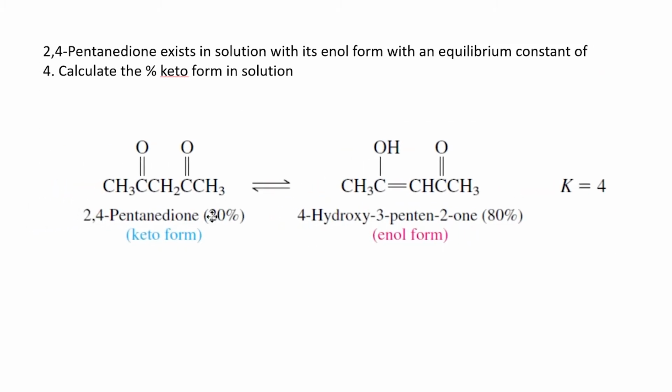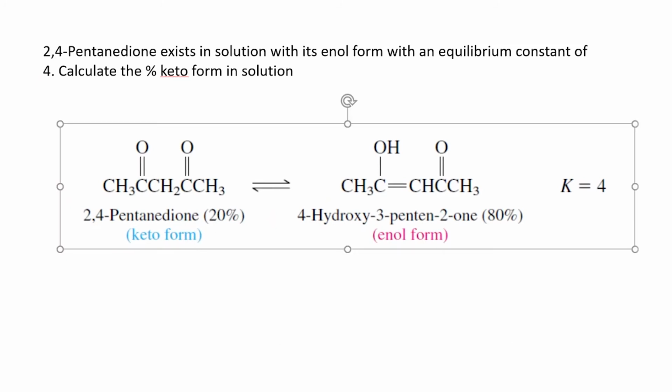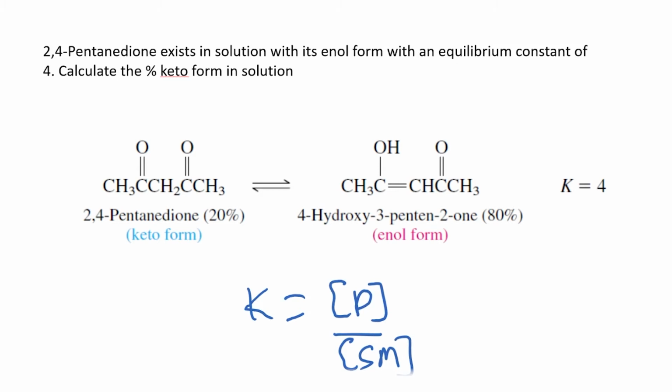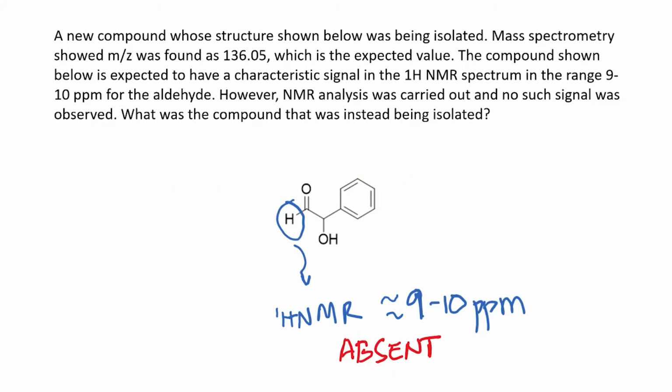So if you start with 2,4-pentanedione, if the equilibrium constant is 4, then from the equilibrium constant you know that K equals the concentration of product divided by the concentration of starting material. So you can do the math, and you would get 80% of the enol form and 20% of the keto form. Now let's move on to the next question.